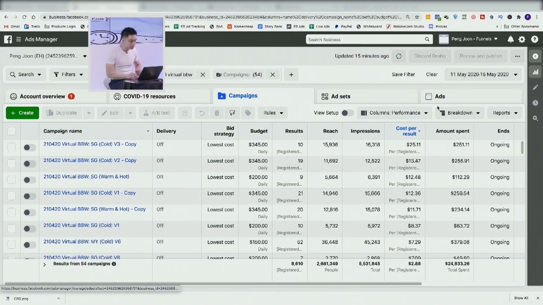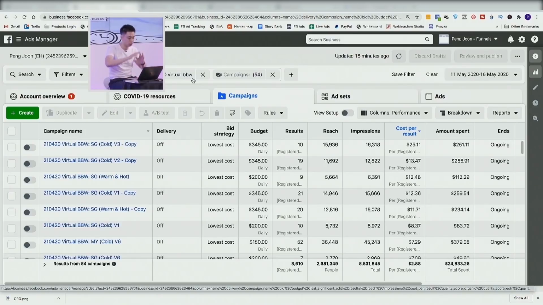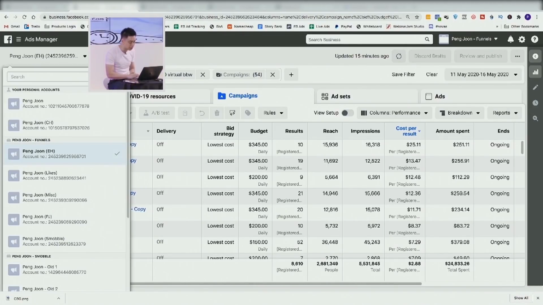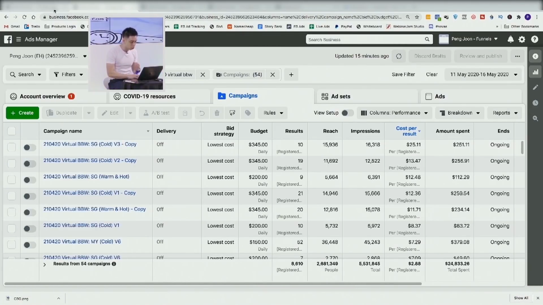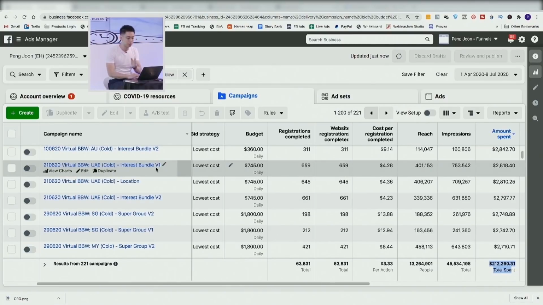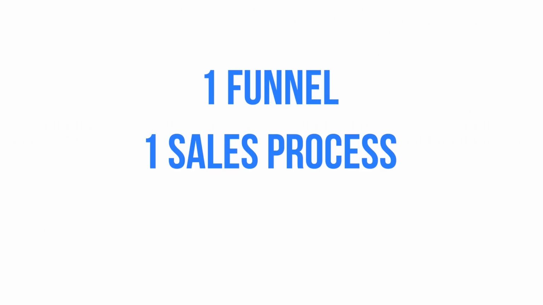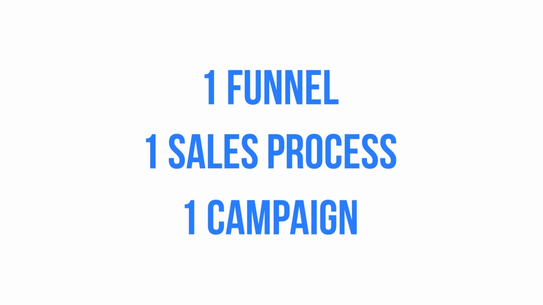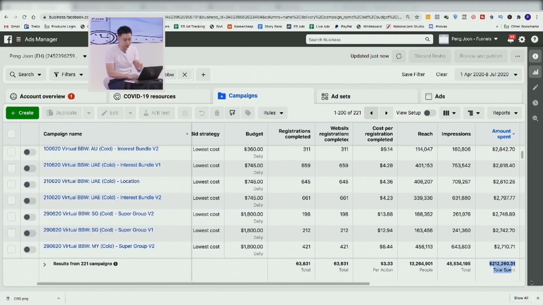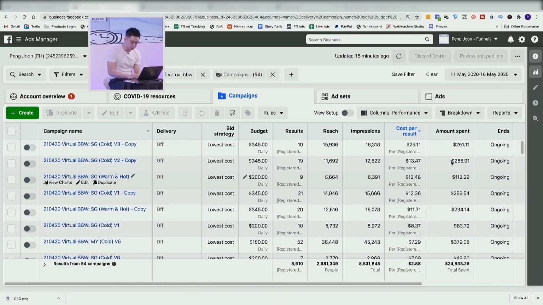Okay, so in this same campaign, just so that you know, we are testing apples to apples. We have a lot of different campaigns across a lot of different accounts, but know that the numbers you're about to see in this training are on one funnel, one sales process, one specific campaign. All of these campaigns you're seeing are a subset of this $212,000 campaign for this one sales process. Okay, so over here, from the 11th to the 16th of May, we spent about $24,000 utilizing this campaign.